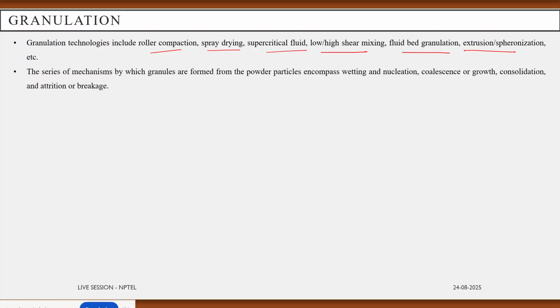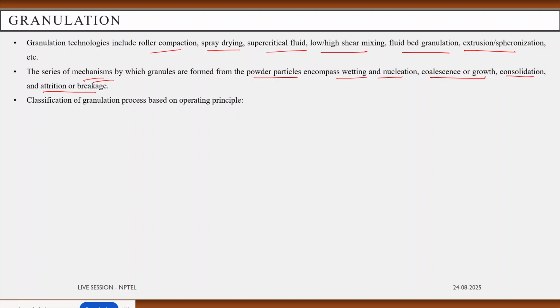So the series of mechanisms by which the granules are formed from the powder particles encompass wetting and nucleation, coalescence and growth, consolidation, and attrition and breakage. So these are the mechanisms by which the granules are formed from the dry powder.